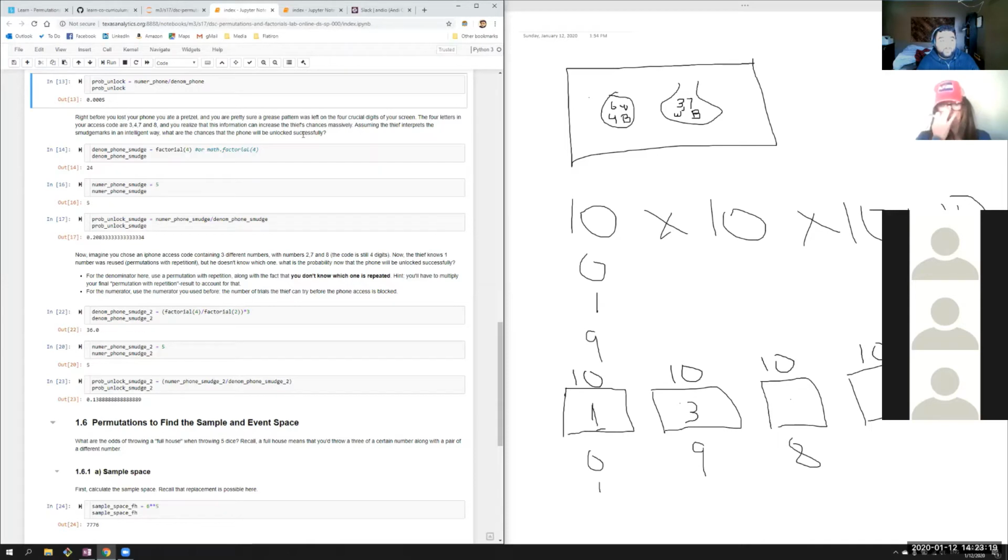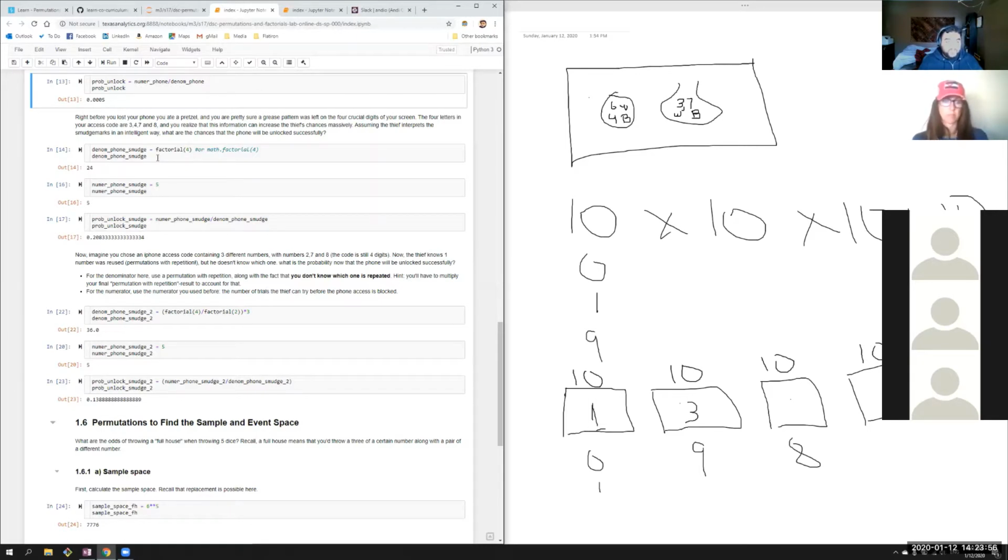He just doesn't know what order they're used in. But he knows that it's only 4 digits, so that shrinks your sample space, your denominator, down dramatically, which sort of ups the problem. Right, and then the other thing is, now we're switching from permutations with replacement to just permutations.